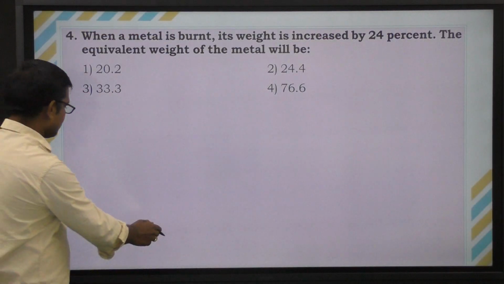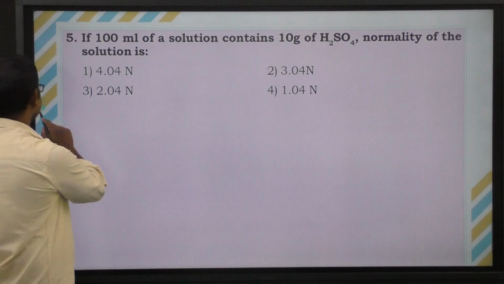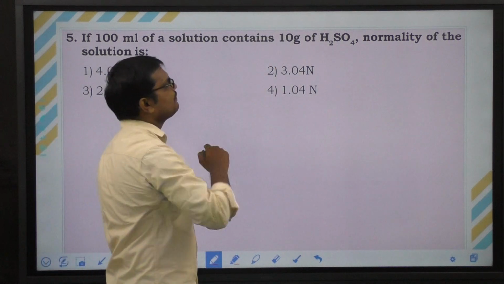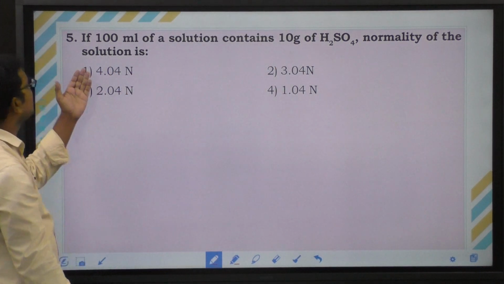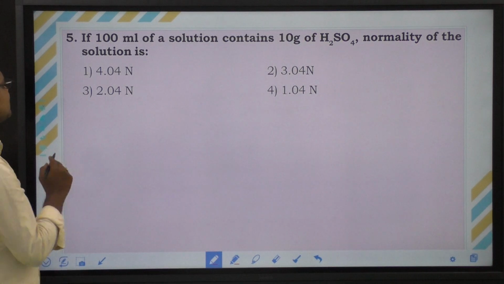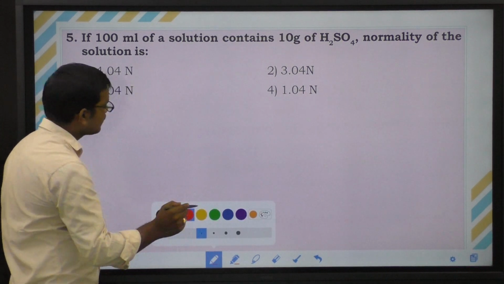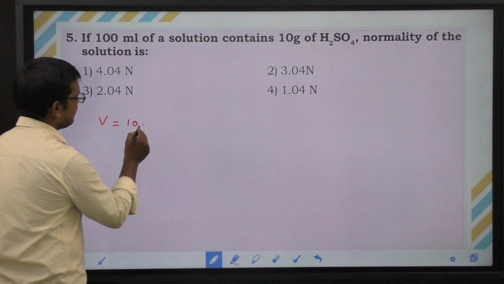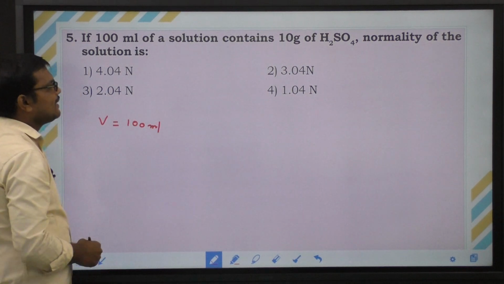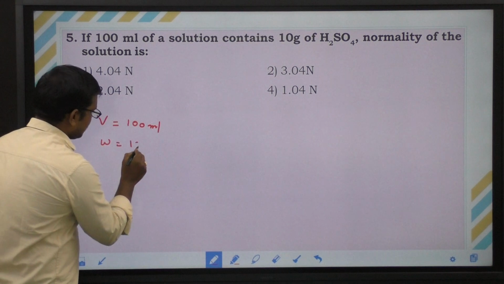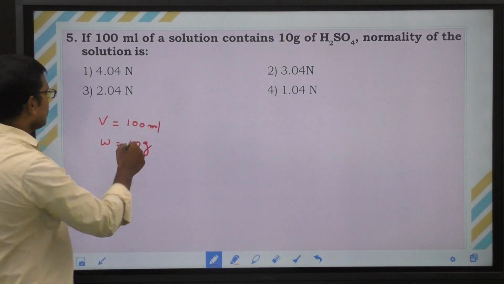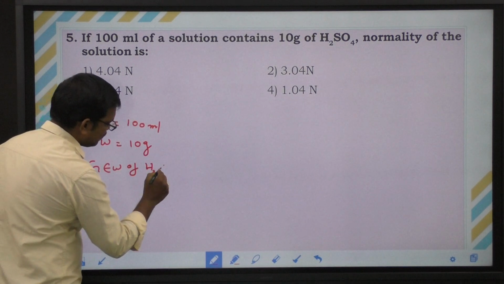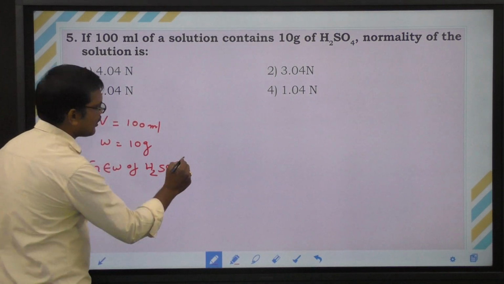Next, fifth question. 100 ml of a solution contains 10 grams of H2SO4. The normality of the solution is. What is the given information in this question? 100 ml of solution, so volume is 100 ml. It contains 10 grams, so weight equals 10 grams. And the gram equivalent weight of H2SO4 is needed.